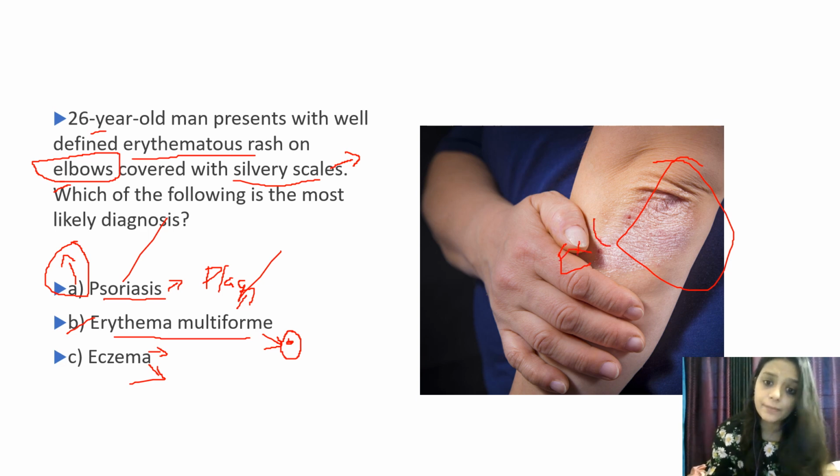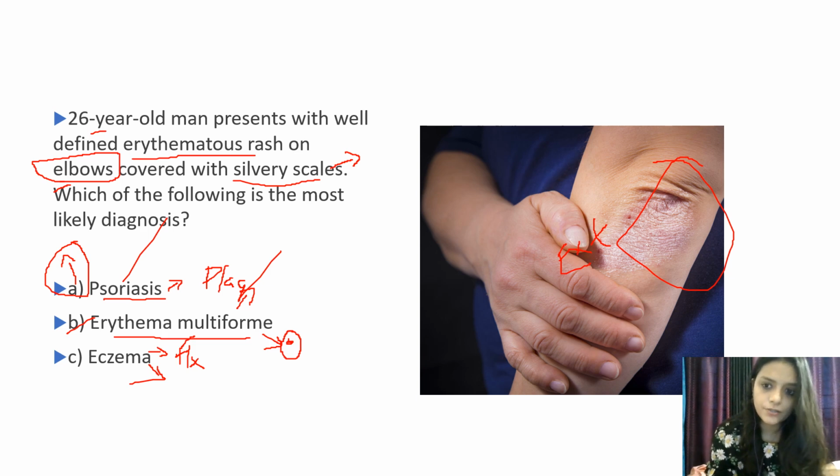Coming to eczema, it is usually seen in the flexural aspect, that means the inside of the wrist. It can occur anywhere, but to remember easily, just remember it occurs in the flexural aspect. This is also a scaly condition, and the patient can present with severe itching. Just with the location we can easily identify, and the lesions also differ. In psoriasis we see the specific finding of silvery or white scale, but in eczema that presentation is not present. So here the answer is psoriasis.